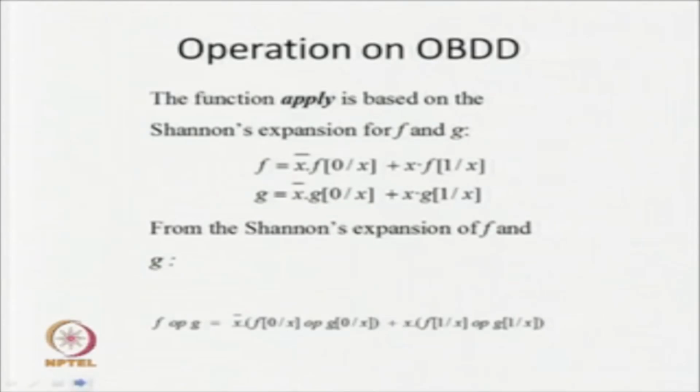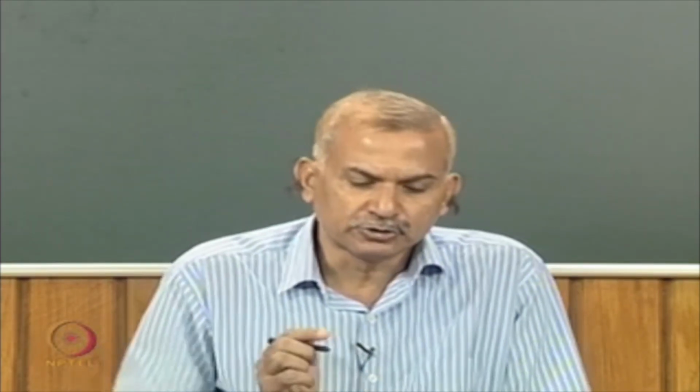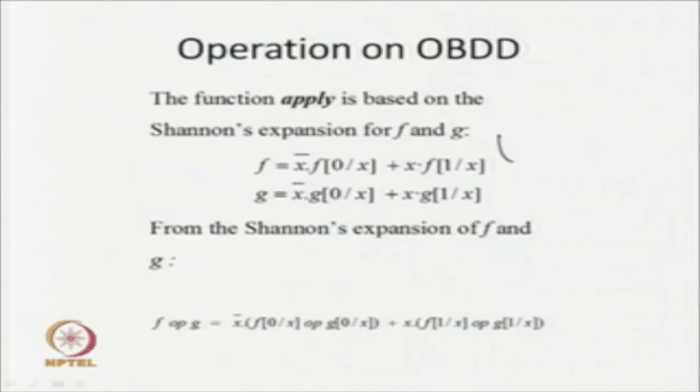OBDDs. Now, how are we going to perform this apply operation? This is basically again based on Shannon expansion only. I have already mentioned that the construction of a BDD depends on the Shannon expansion of a Boolean function. We know that Shannon expansion is represented with the help of this expansion. F is a function, so f can be represented by x bar times f where x is replaced by 0, plus x times f where x is replaced by 1. Similarly, for g, x bar times g evaluated by replacing x equal to 0, plus x times g evaluated by replacing x equal to 1.